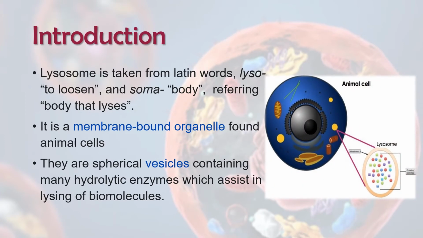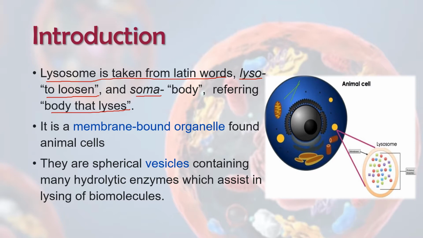Introduction. Lysosomes. What are the lysosomes and what is the etymology? So, lysosome is taken from the Latin word combining two words. The first one is lyso and the other is soma. The lyso means to loosen or to break up and soma means body. So, these are the bodies that lyse, or these are the structures that are used to break down the complex material into smaller or simpler ones.